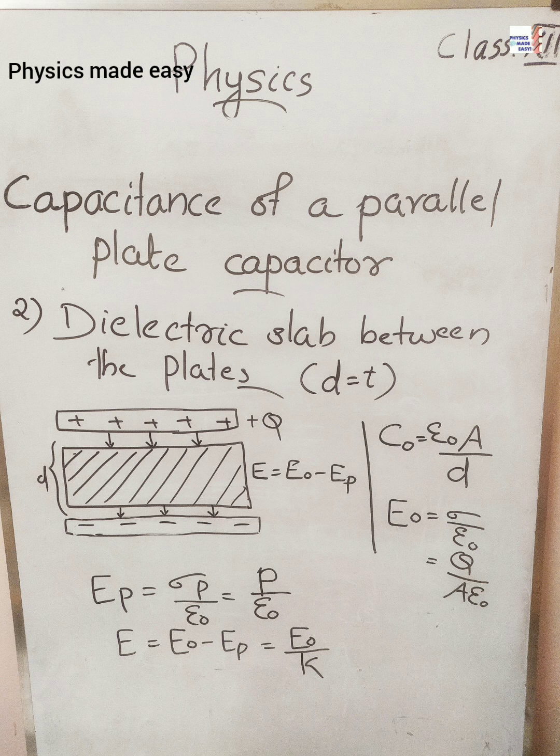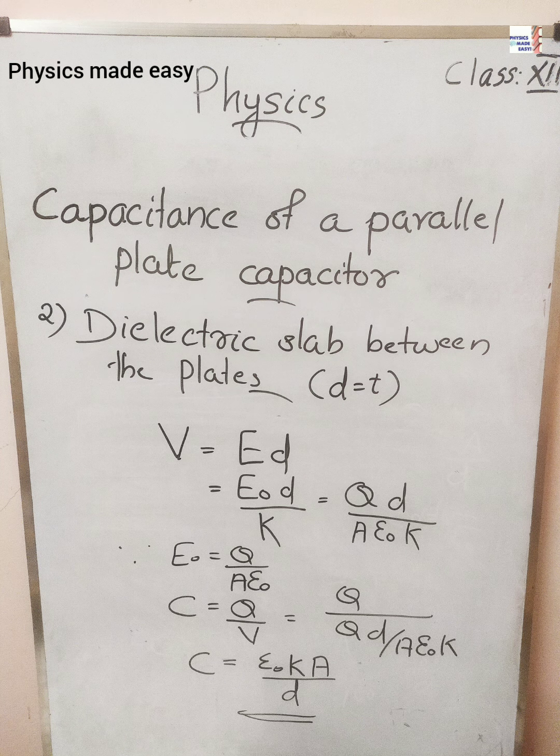Then when a dielectric slab having thickness D is placed between these plates, you know it will get polarized. Then a field will be induced there. That induced field we can write as EP is equal to sigma P by epsilon 0. You know sigma P is equal to P. So we can write EP is equal to P by epsilon 0. Then the net field is equal to the external field minus the polarized field. So E0 minus EP, that is equal to E0 by K. E0 means external electric field, divided by K. K is the dielectric constant of the slab.